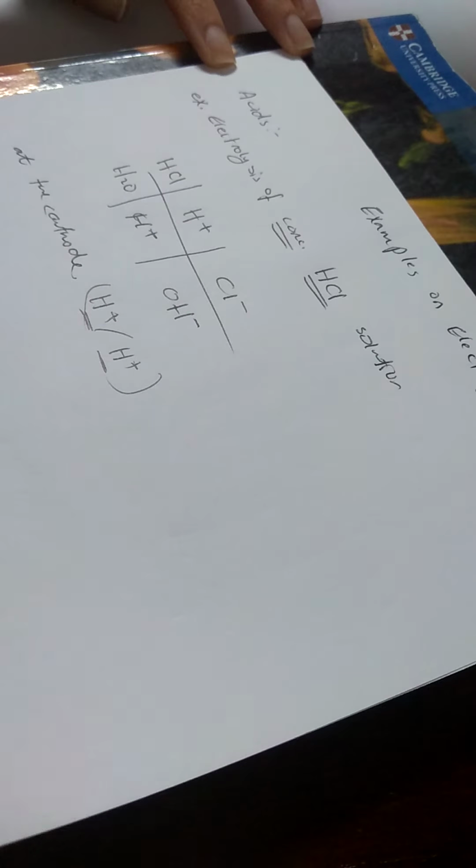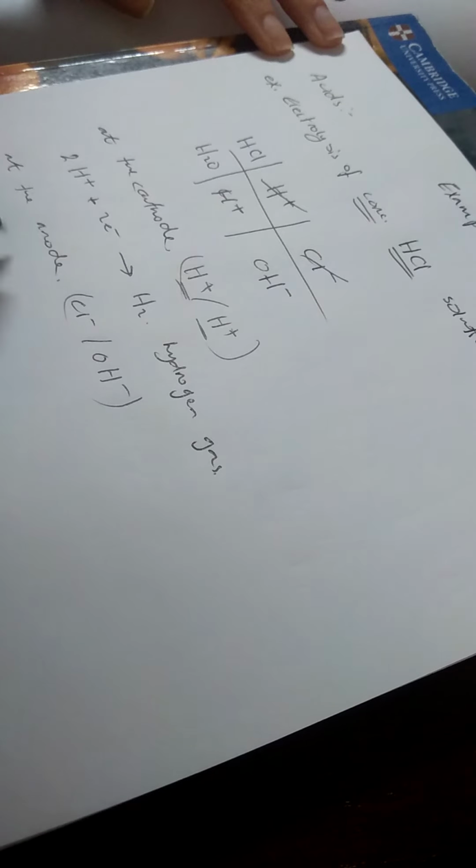At the cathode, I have H plus and H plus, the same ion from water and from the acid. And by the way, you know that H plus is acidic, so in the acids I have to find H plus. So the only option I have is the reduction of hydrogen to give hydrogen gas. I will just cross this out.